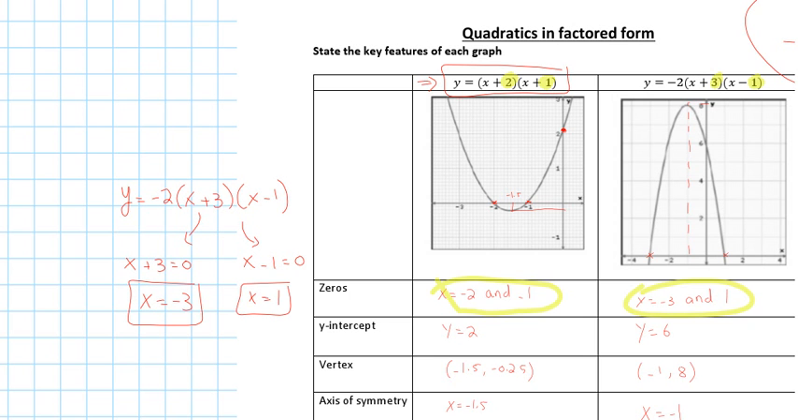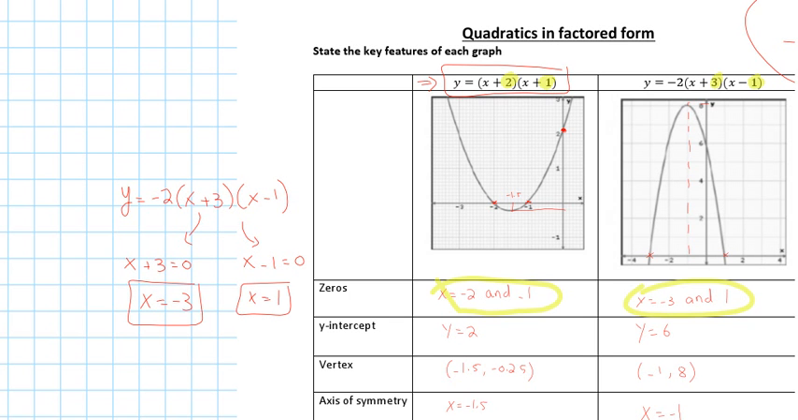Does that make sense to you guys? Isolate for the letter. It has to be in factored form, guys. So what's the 2? The 2 is just the A value, so that's telling you that it's going to be opening down.